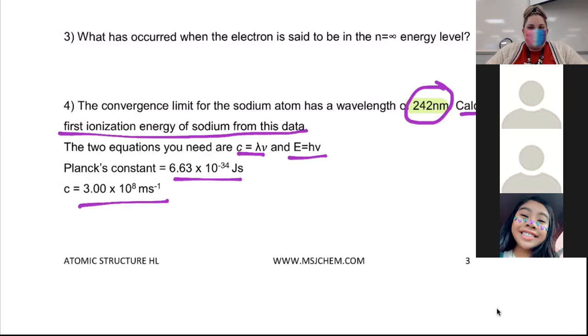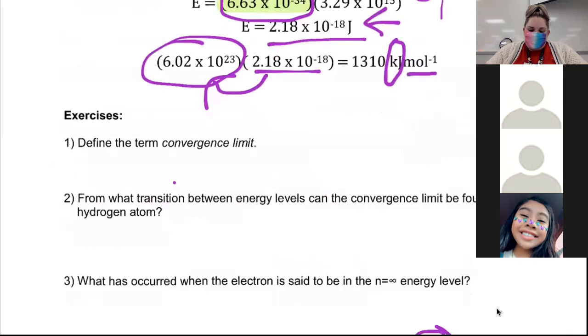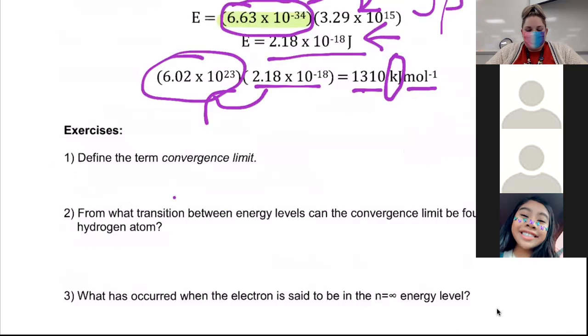And then once you have the energy, multiply it by Avogadro's number to convert it to the definition for ionization energy being per mole. Then divide it by 1,000 to convert it to kilojoules per mole, because ionization energies on the periodic table are always reported in kilojoules per mole. If we did joules, the numbers would be really big. This example up here is already big, because 1,310 kilojoules, if I left that as joules, would be like 1,310,000. That's too big. We don't like all those zeros.